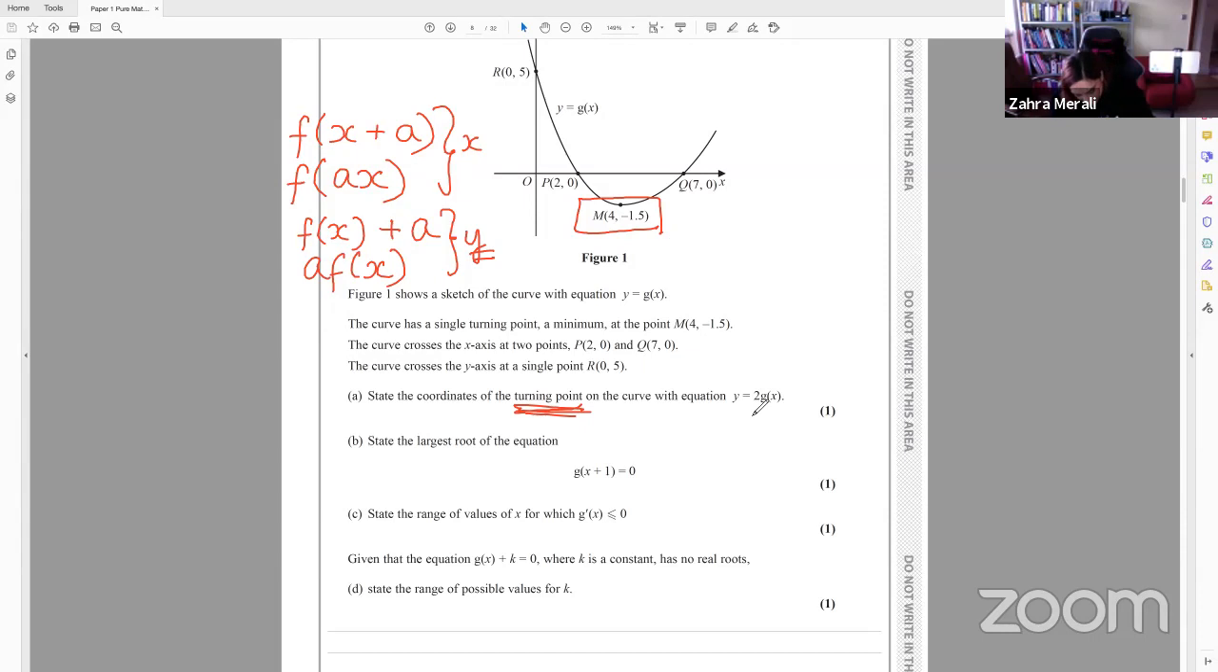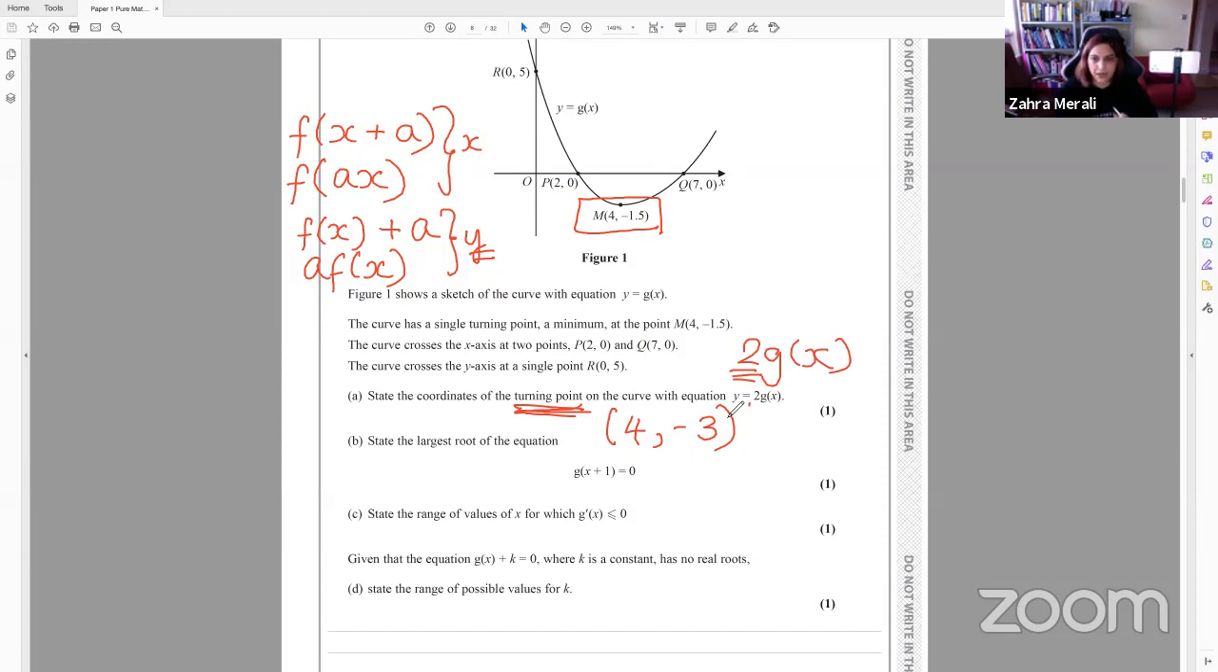So if we have a look, we've got 2g(x). So the value is outside of the bracket. So straight away your brain's going, this is affecting the y coordinate. So it's only affecting the y coordinate. This means the x coordinate stays exactly the same. So the x coordinate is just 4. The y coordinate is being doubled because it does exactly what it's supposed to do. Minus 1.5 times 2 gives us minus 3, and we're done.